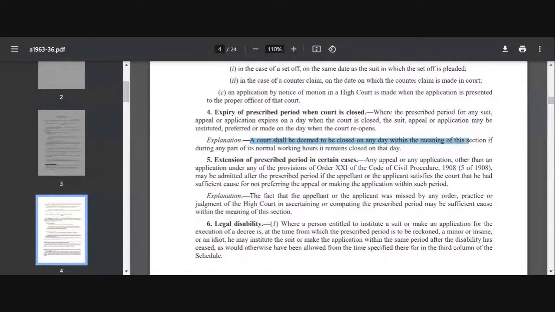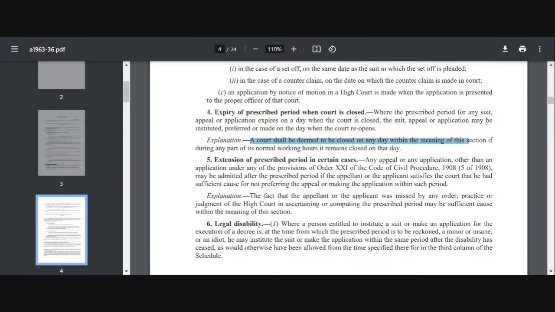So if it is not working during any of the normal hours, then it is deemed to be closed. Just because the court is physically open, we won't say that the court is open. If during any part of the working hours you go and see that it was not working, for example I went to the court and saw that there was a strike going on and nothing was working, that is a genuine reason and it will be under section 4. You can come the next day during the normal working hours and file your suit, right? This is section 4.